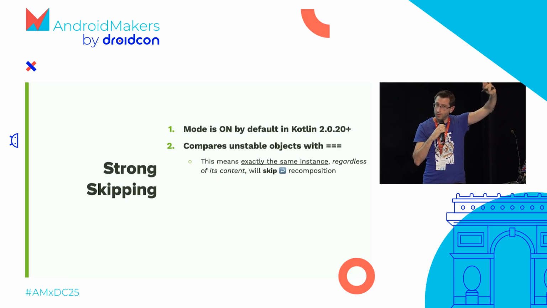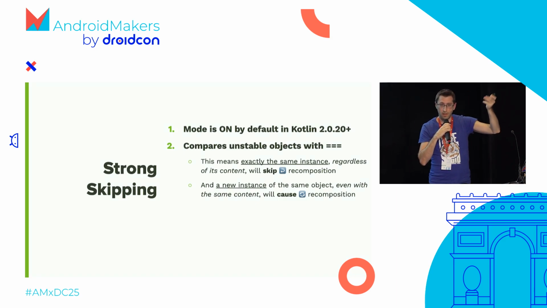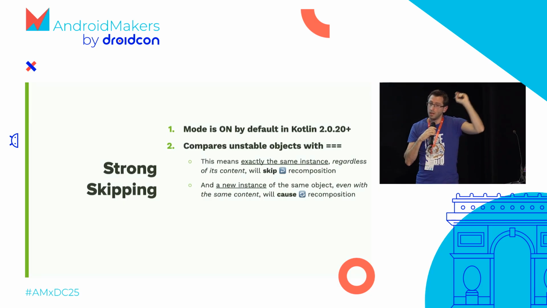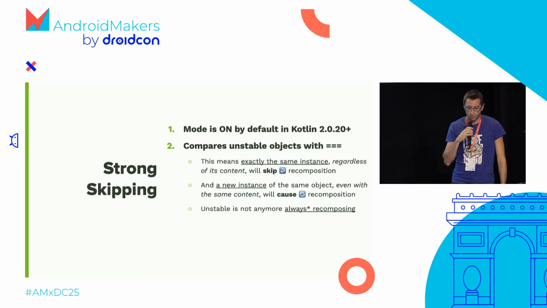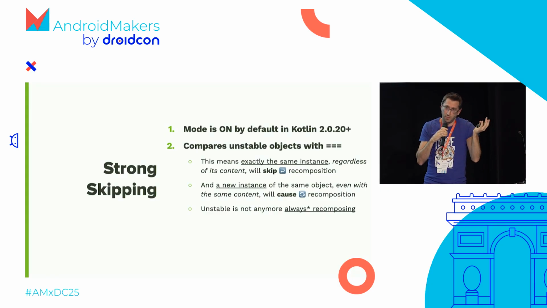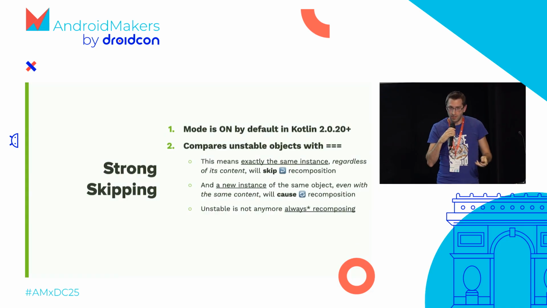It could be the same, it could be different. If the address is the same, it will skip recomposition. On the other side, if the address is different, so it's a new object instance, it will cause recomposition, no matter whether the content of the object is exactly the same or different. So that's the addition of strong skipping. And that changes what we said before, which is part of the Android documentation, that unstable parameters always cause recomposition. Well, now it's not always, it depends on the equality of the object.